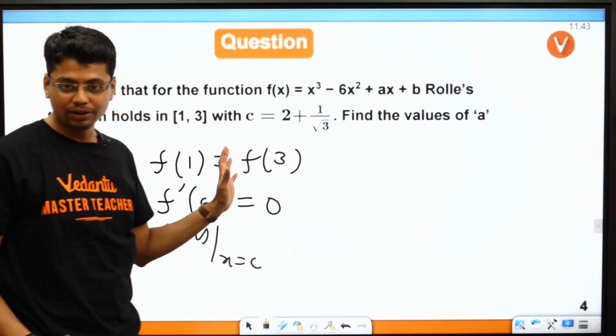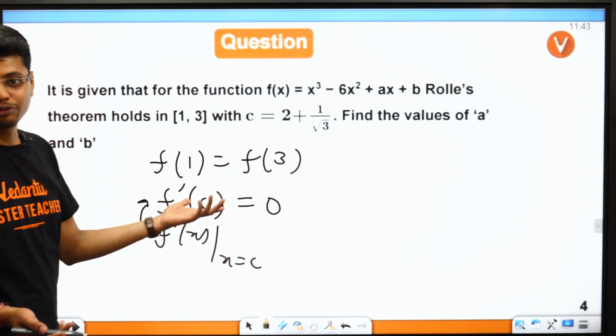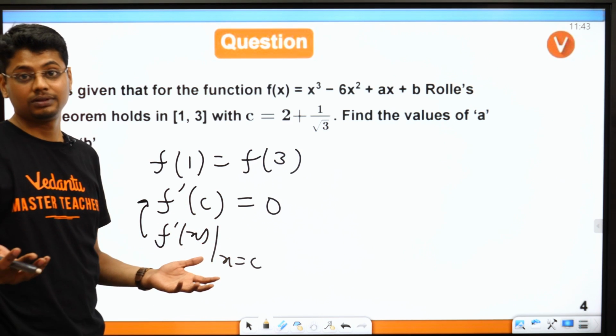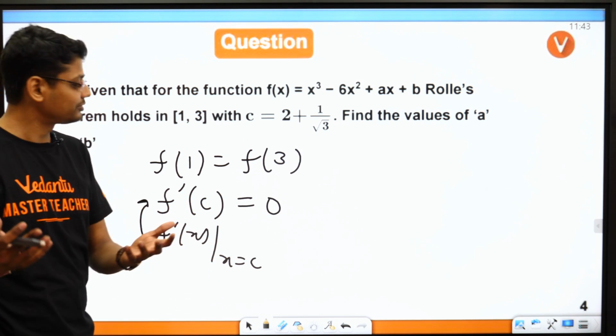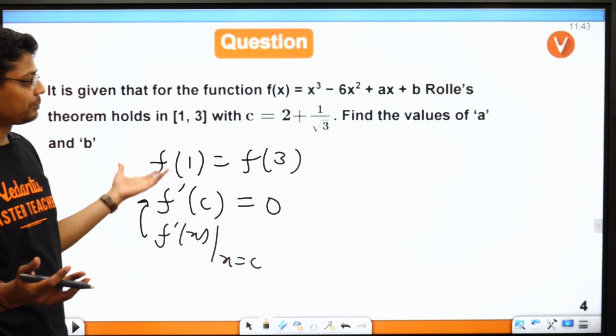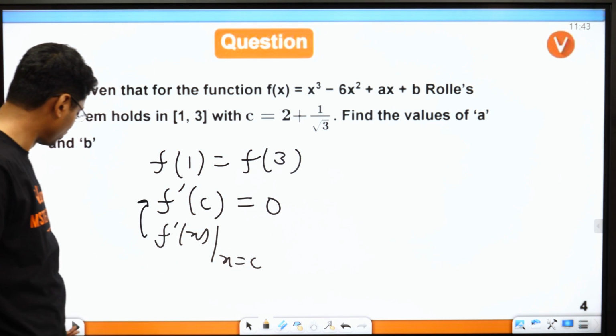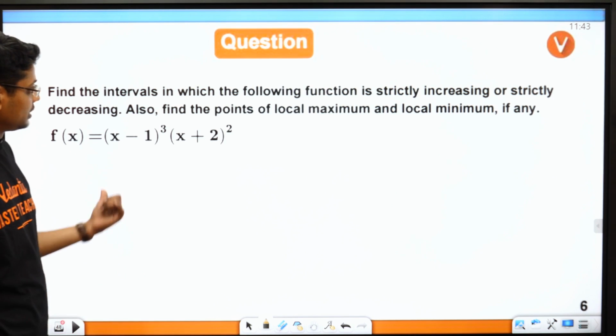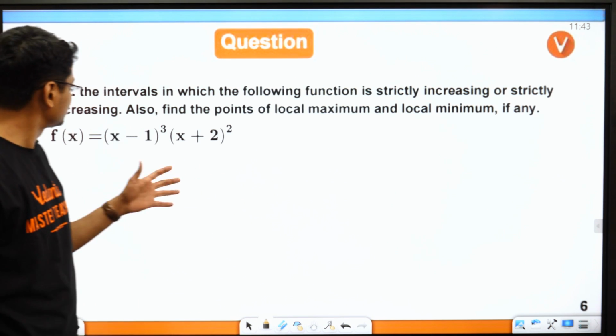So use these two equations to get values of a and b. This question I have included so that you are aware what kind of questions, especially those who have been focused only on coaching and JEE stuff, so you can know these are the typical questions that come in boards. All right, so this is the typical solution. Again, a typical question, 6-mark question.